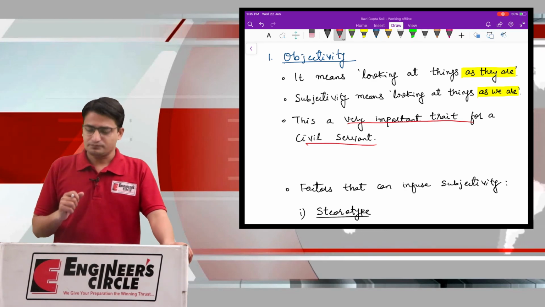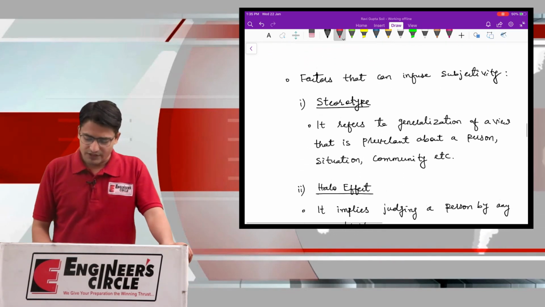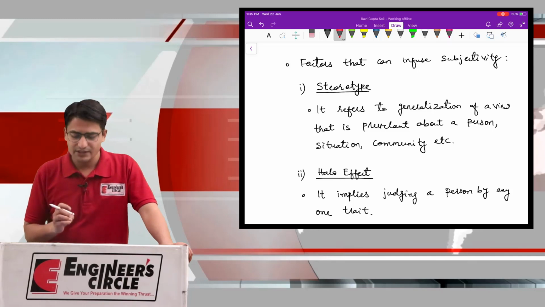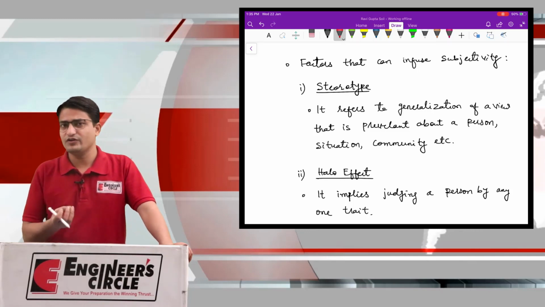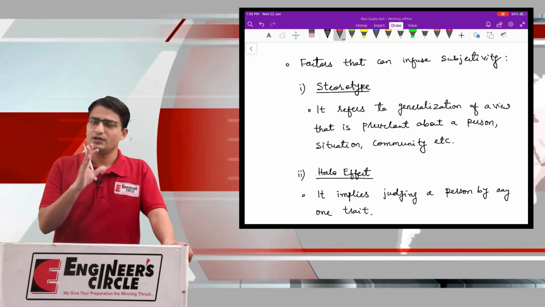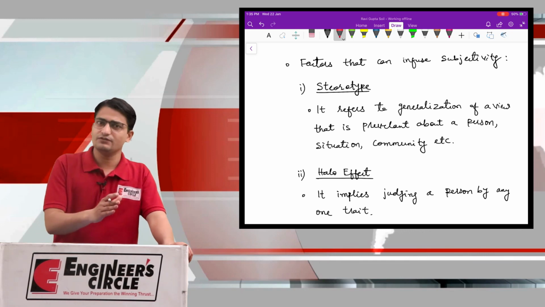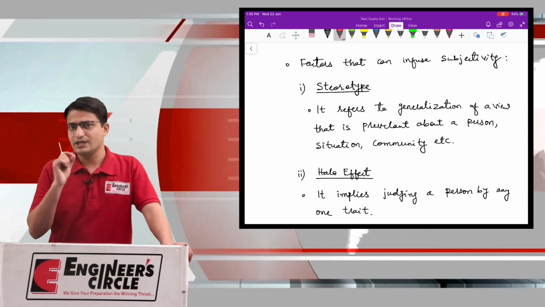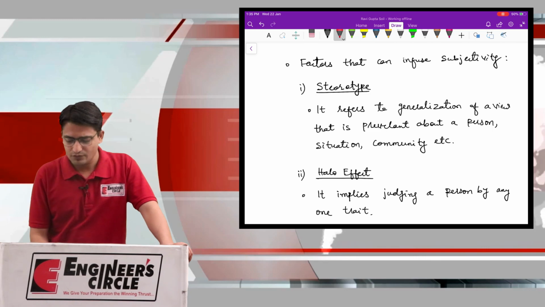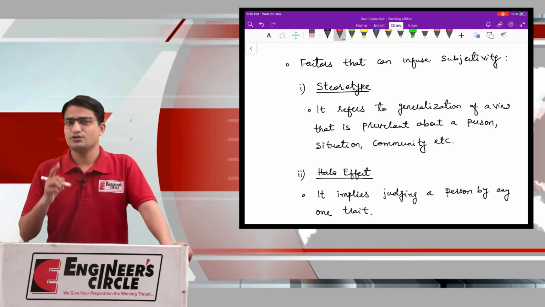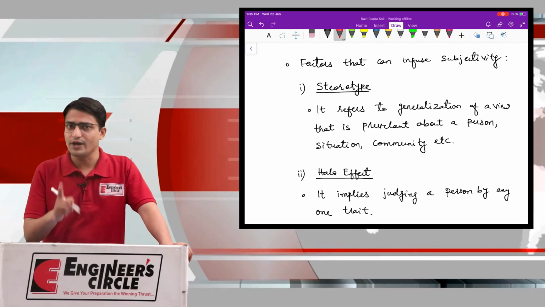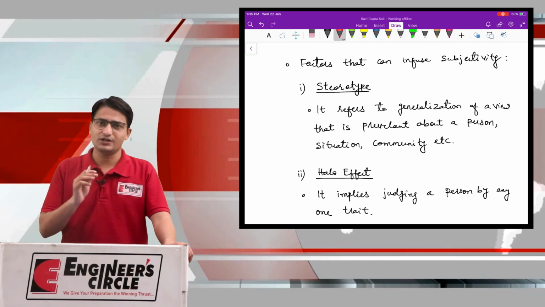Now there are various factors that can infuse subjectivity. Obviously we have now understood that a civil servant should be objective, not subjective. So there are some factors which infuse subjectivity in your decisions, and you must always avoid these factors. And what are these factors? We will study them.